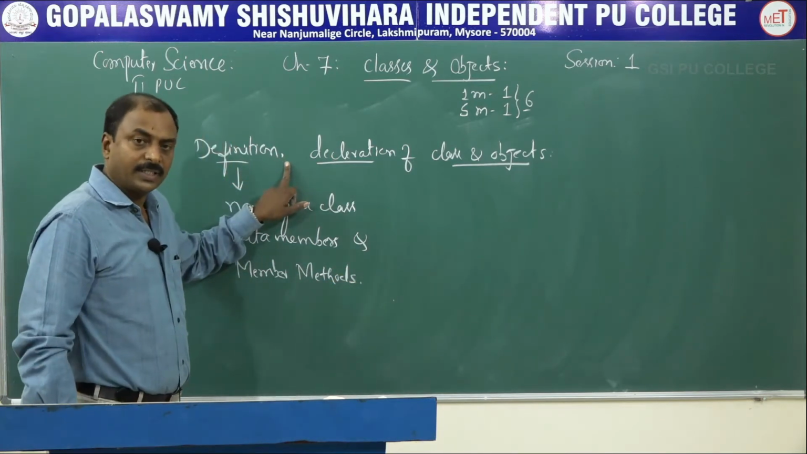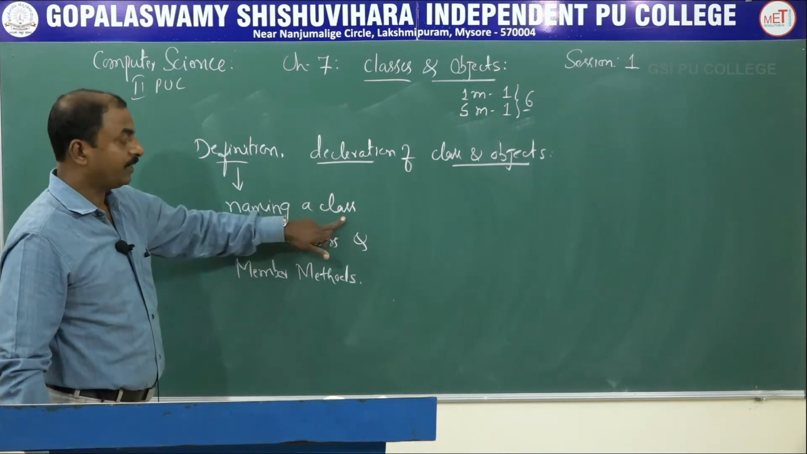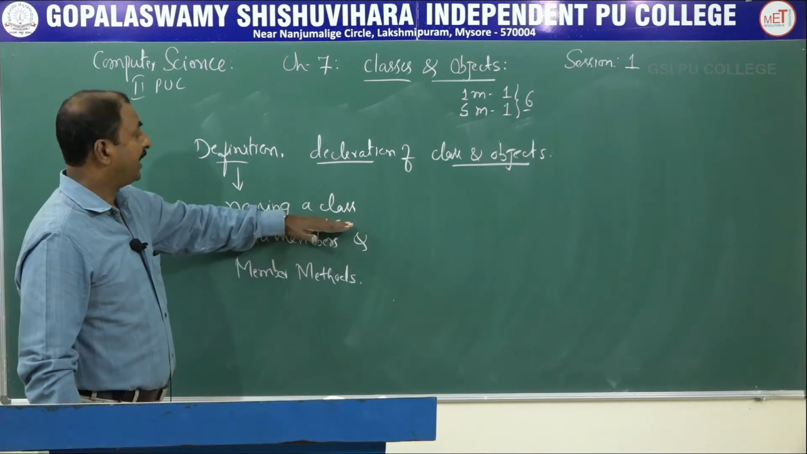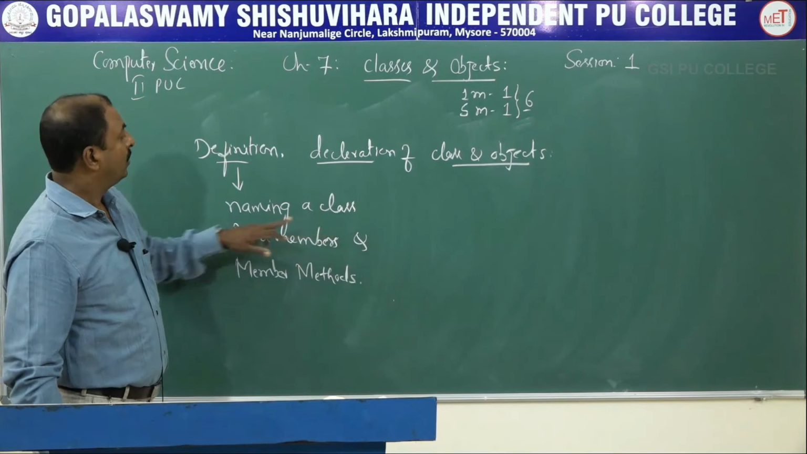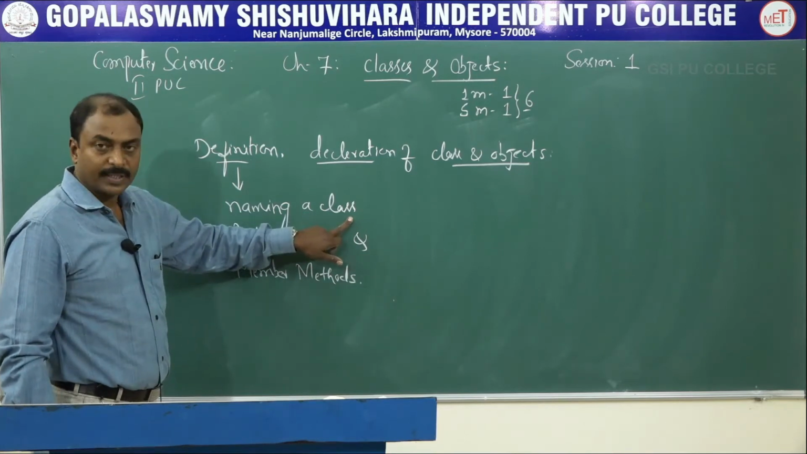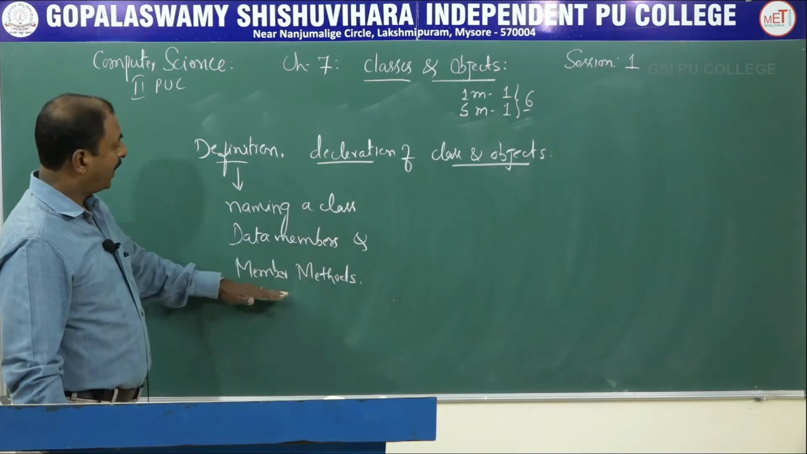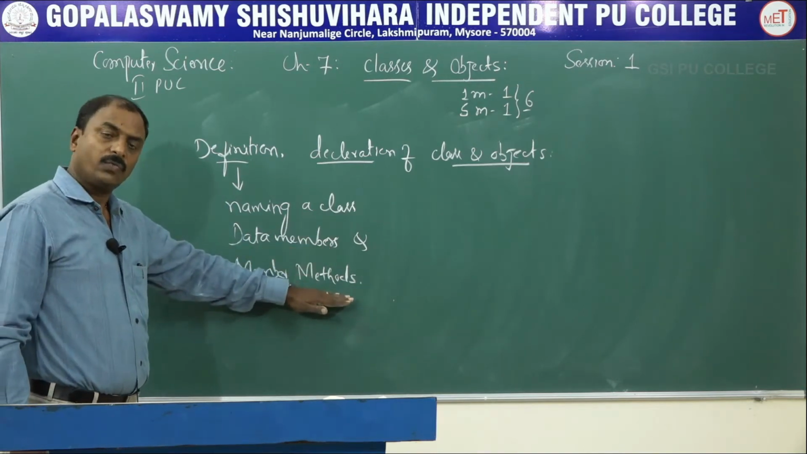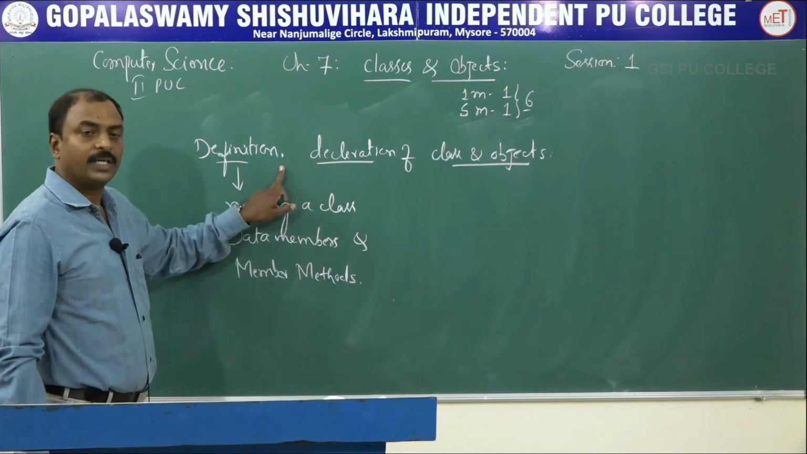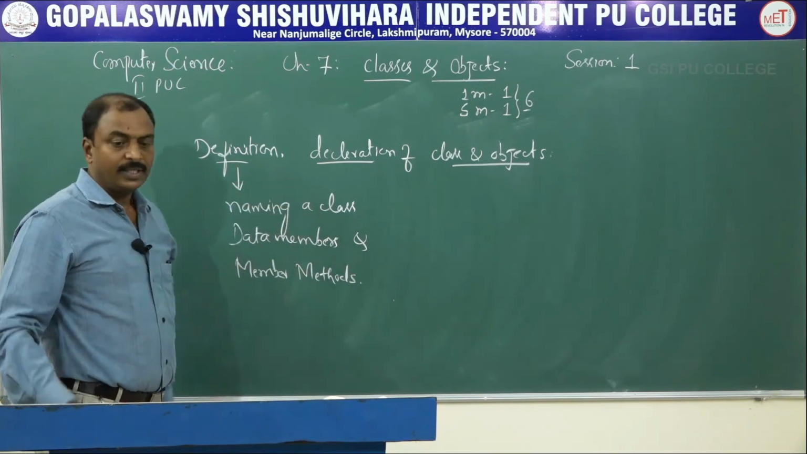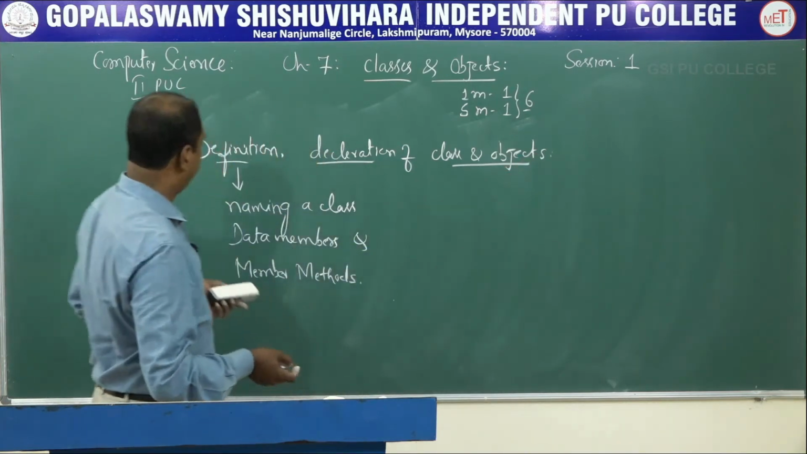Class definition is nothing but naming a class along with, because all of you know, this class is going to combine data members as well as member methods. So we are going to define a class, we name the class along with the data members or variables and member methods or functions. This is class definition. Now let us see the syntax of how we define a class.